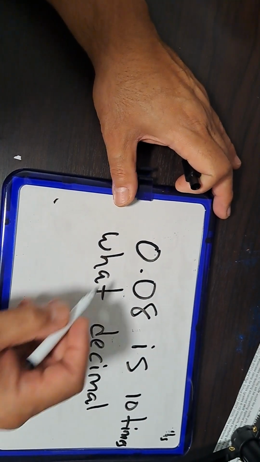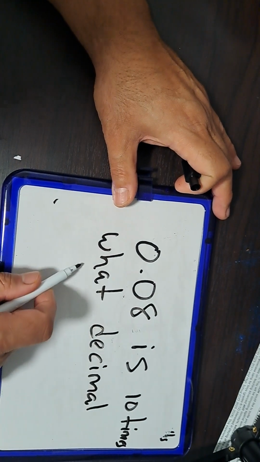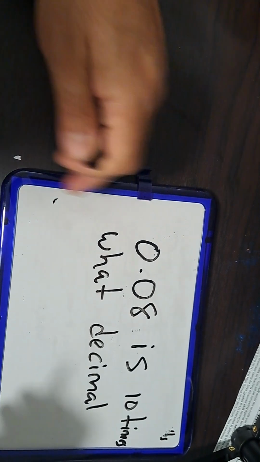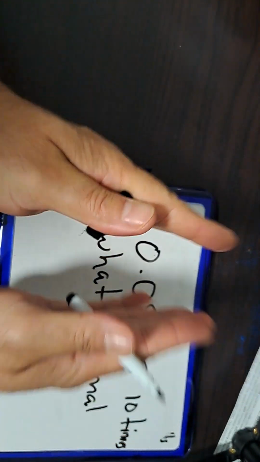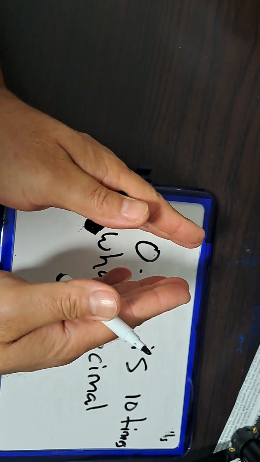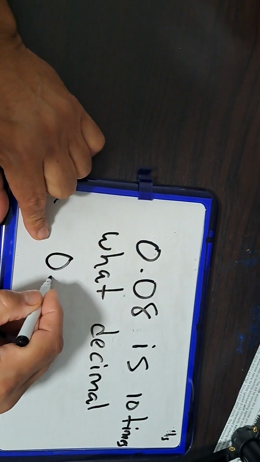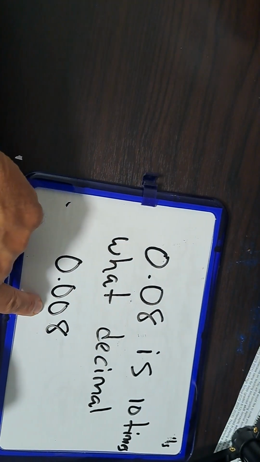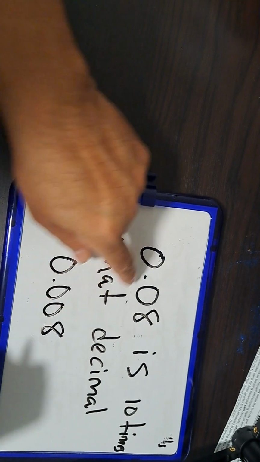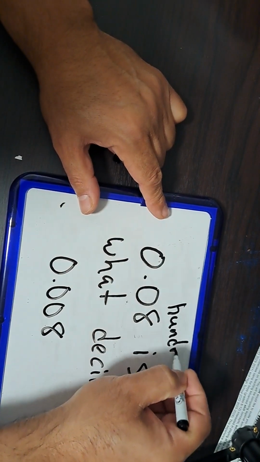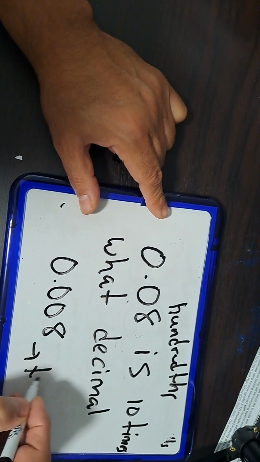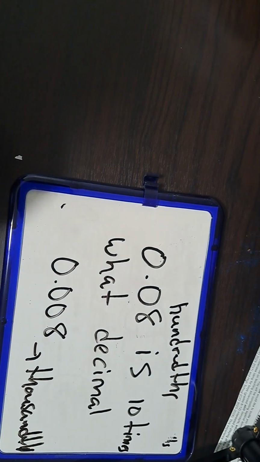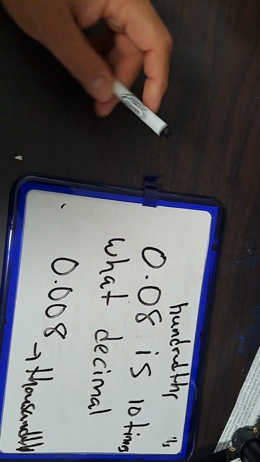So let's say you have these questions. 0.08 is 10 times what decimal? So 10 times means bigger, 10 times bigger. Remember, the number from the left is 10 times bigger than the number to the right. So that would be 0.008. This number is 10 times this decimal number. Because this is the hundredths and this is the thousandths. So that's how you should just work with place values.